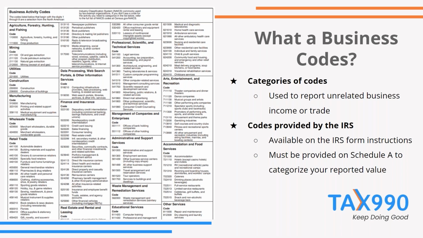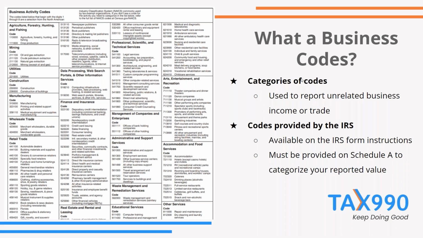Identify each separate trade or business that most accurately describes the unrelated trade or business based on the more specific code. If you're reporting multiple categories of business codes, you can complete a separate Schedule A for each category. If you're reporting multiple amounts under the same category, you can combine your information on one Schedule A. It's not advised to use the same code across multiple Schedule A's.